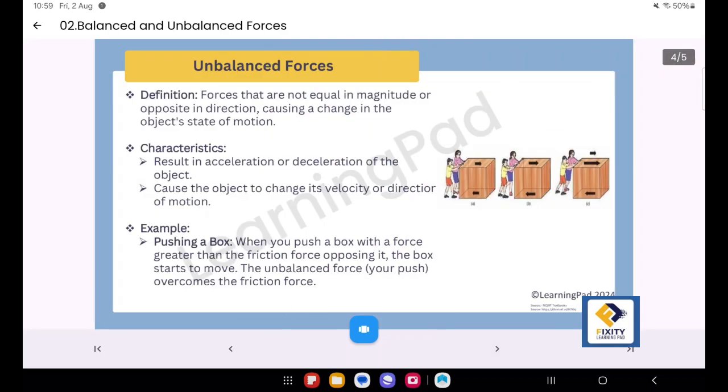But if we apply unbalanced force, the moment unbalanced force is applied, it is going to create a change in the position, be it rest position or uniform motion. There will be a change in position or speed and velocity. Either it is going to speed up, slow down, or change direction. This happens only when unbalanced force is applied. Unbalanced force plays a huge role in Newton's first law. We will try to understand this through our 3D models.